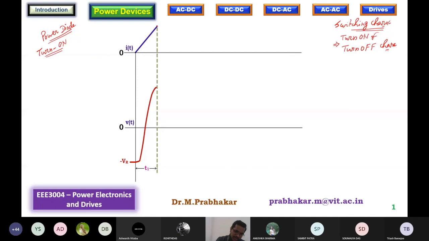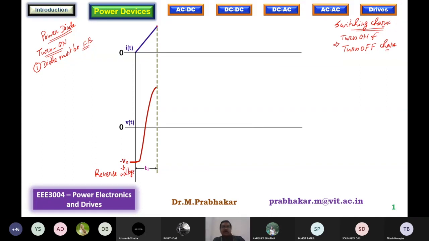So during turn on, the diode was in off state, which means it was in reverse bias condition. So first thing that should happen is the diode must become forward biased, which I will write as FB, which means the reverse bias must be overcome. Earlier the diode was blocking a reverse voltage VR, the reverse voltage. The diode was blocking this voltage.